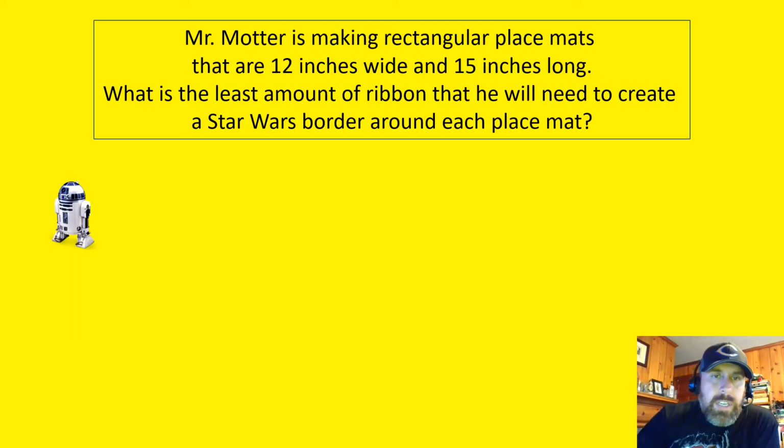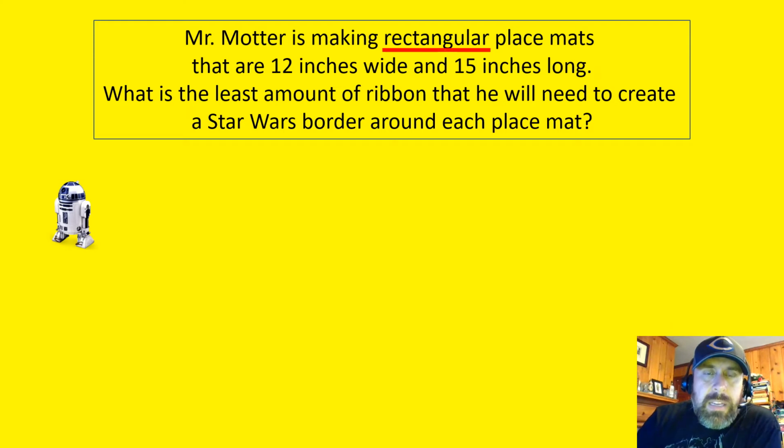All right, first question. Mr. Motter is making rectangular placemats that are 12 inches wide and 15 inches long. What is the least amount of ribbon he will need to create a Star Wars border around each placemat? So when we have a story problem like this, the first thing you want to do is identify some key pieces of information.